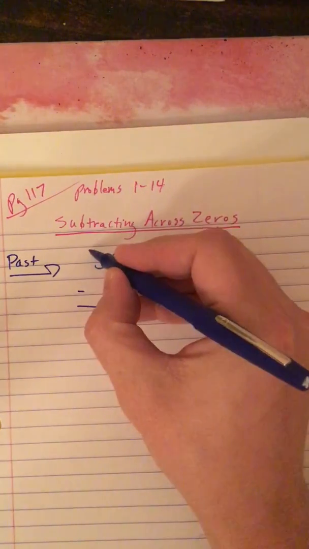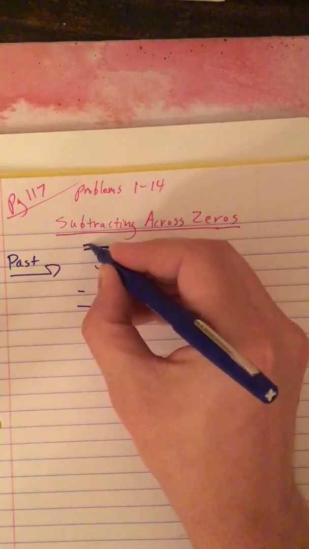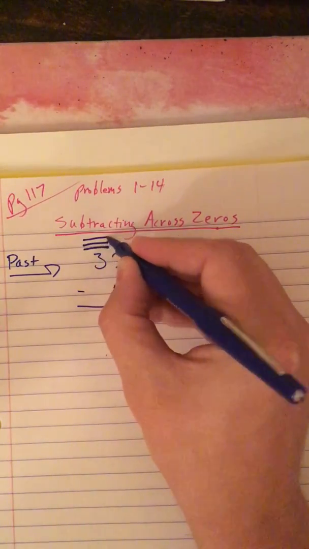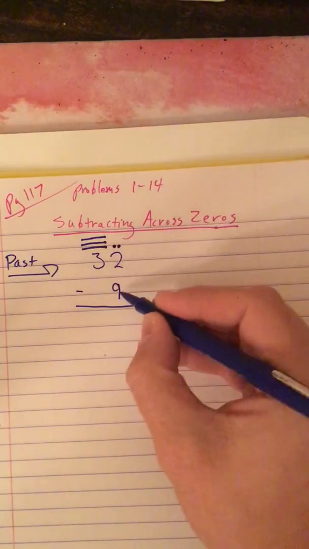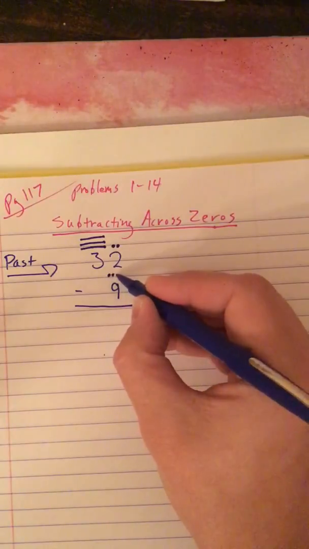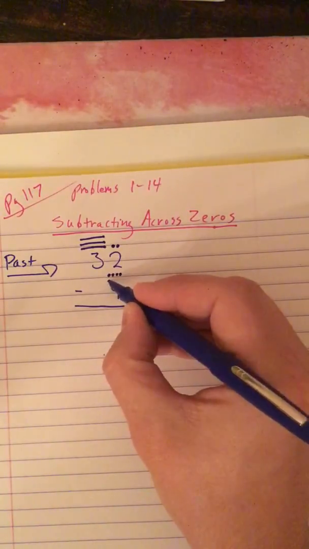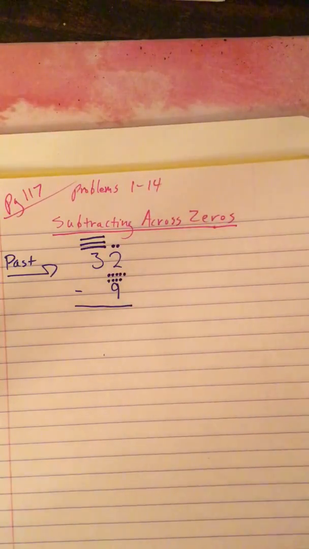Let's show this as longs, and this is units. And then of course we have a 9 here, so that's going to be a lot of units. Okay, so we have 9 there.